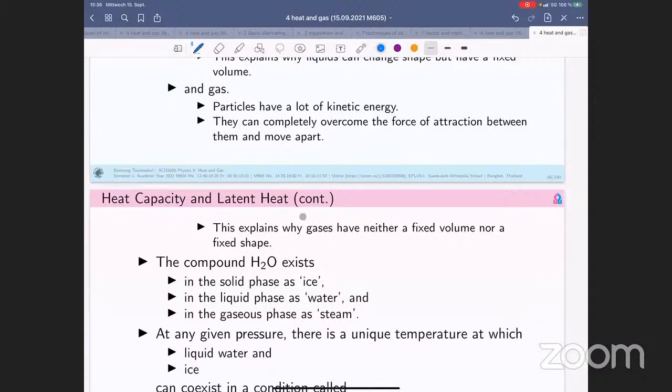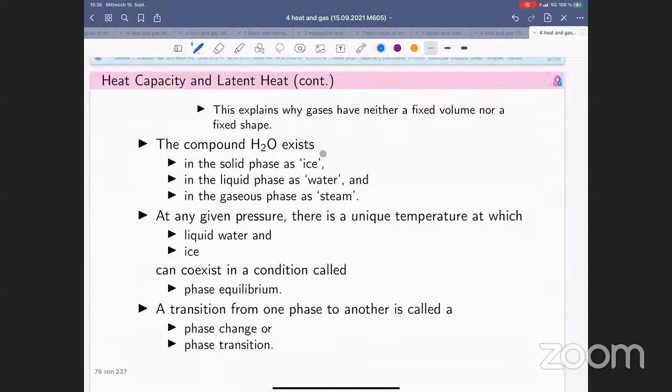The compound H2O exists in the solid phase as ice, the liquid phase as water, and the gaseous phase as steam. This is the basic material you have to know. But water is the single name of H2O only when it is in the liquid phase.